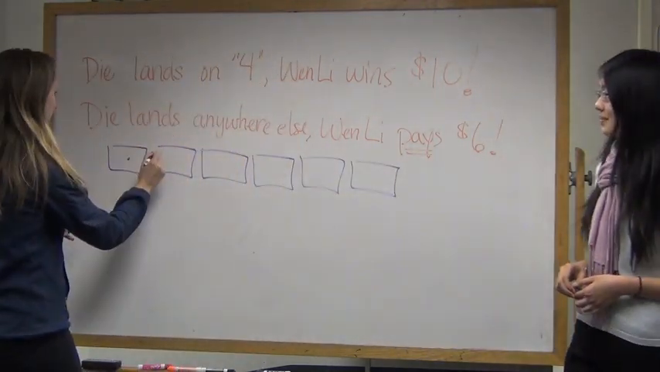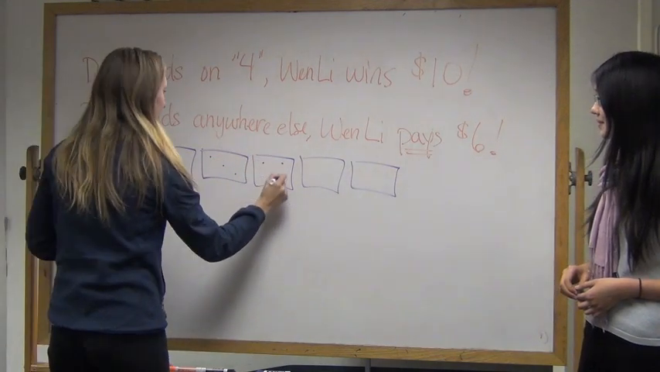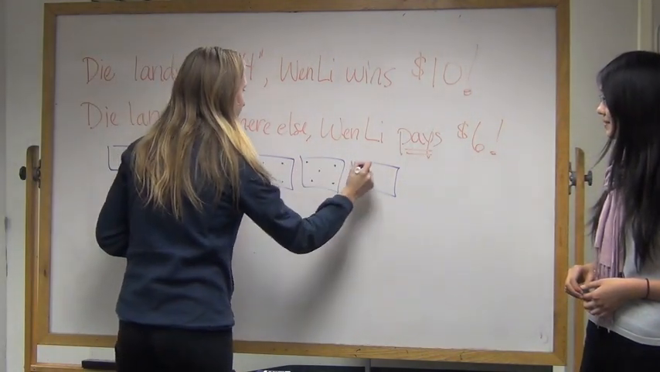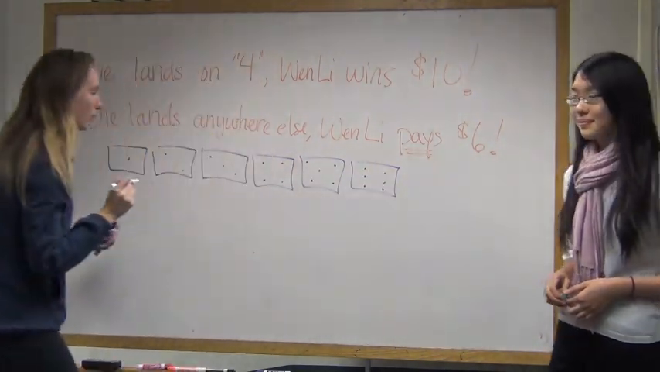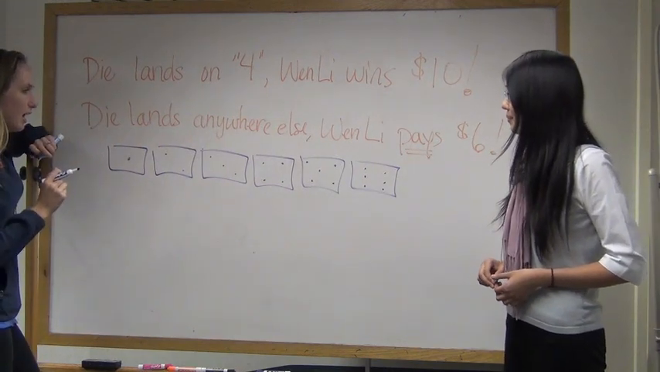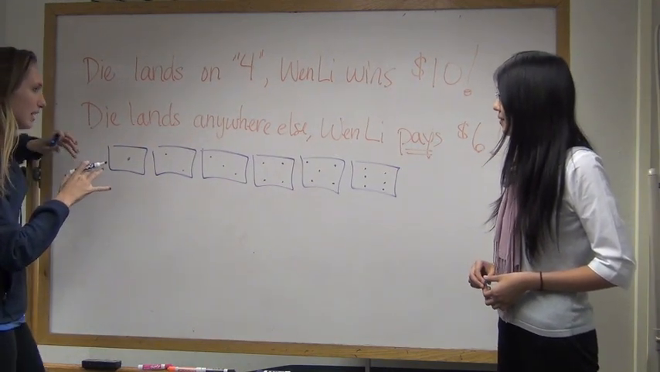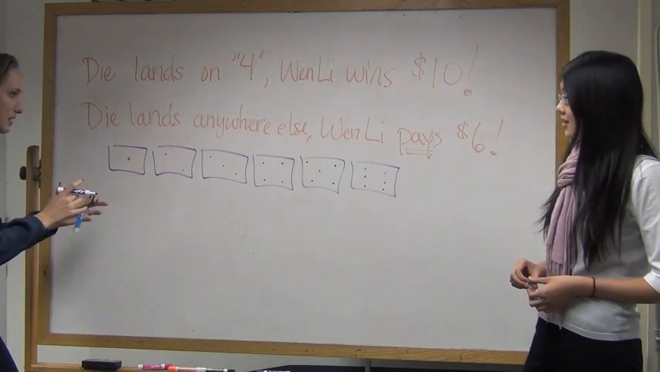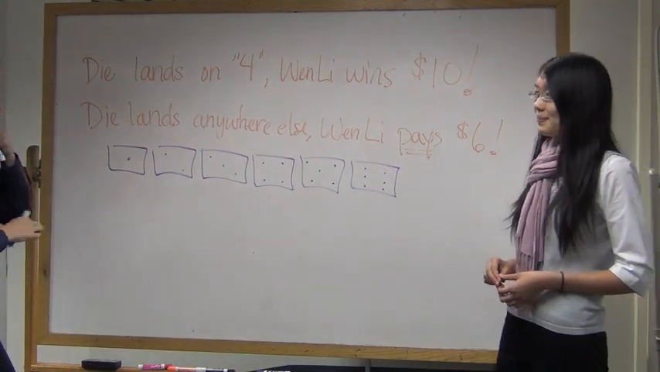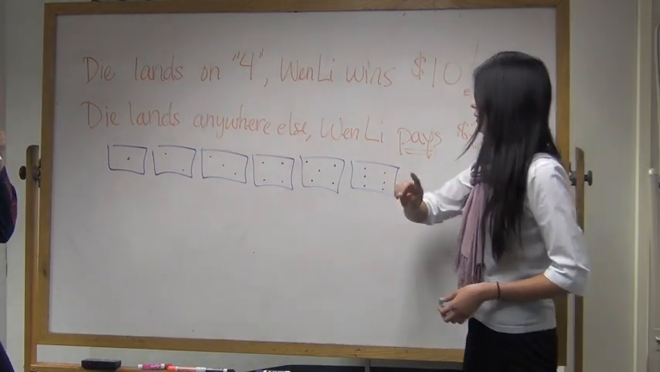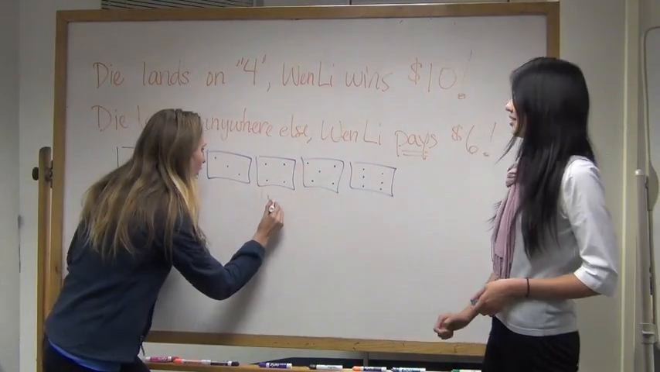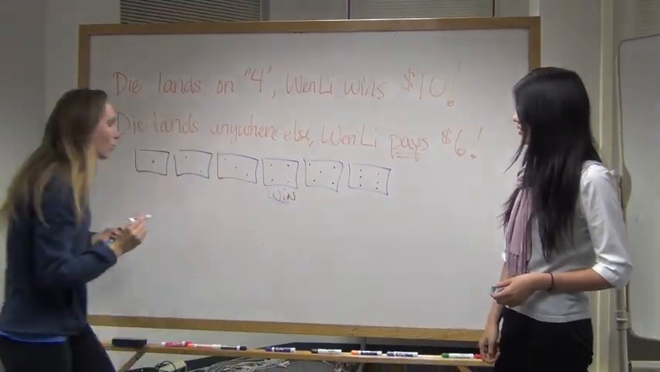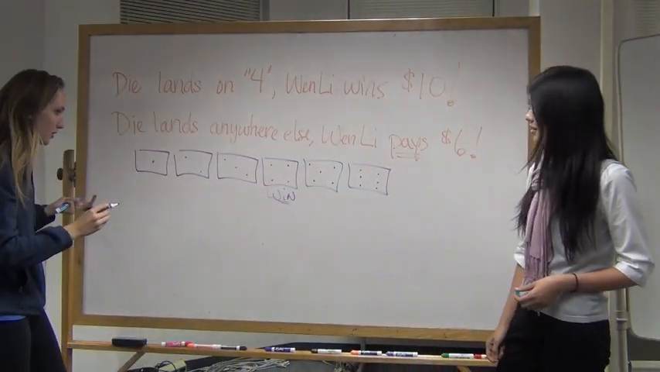So the 6 sides: 1, 2, 3, 4, 5, and 6. Okay, and so now I need to divide these into basically the winning sides and the losing sides, right, Wendy? Yep. Okay, so which one's the winner here? Oh, lucky number four. So lucky number four is the winner, and the rest of these are all losers, right?